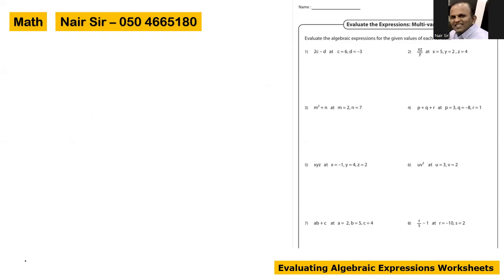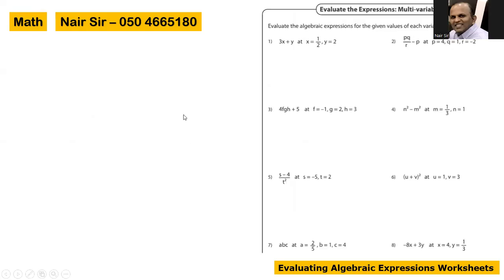Go next. Now we are going for the advanced version. What is the advanced version telling? Okay. Let's look at question number 3. 4FGH plus 5. Multiple variable. F is a variable, G is a variable, H is a variable. And what are they saying? F is equal to minus 1, G is equal to 2, H is equal to 3.